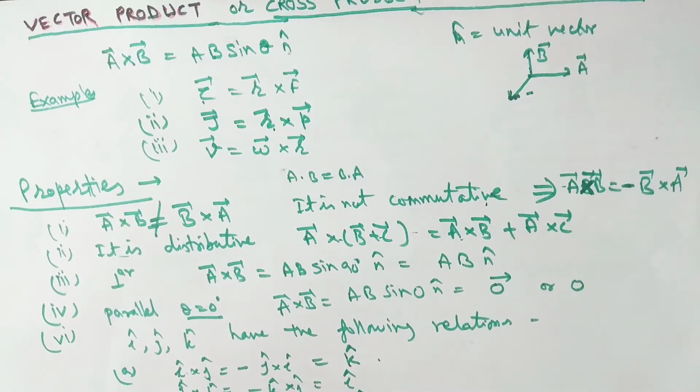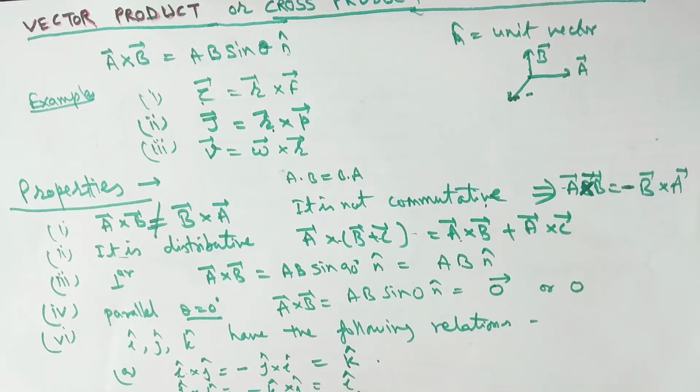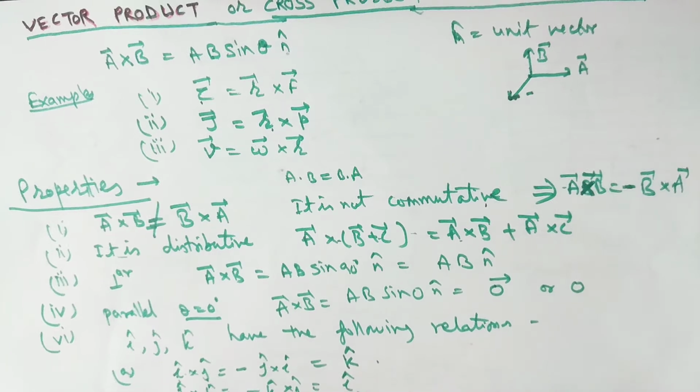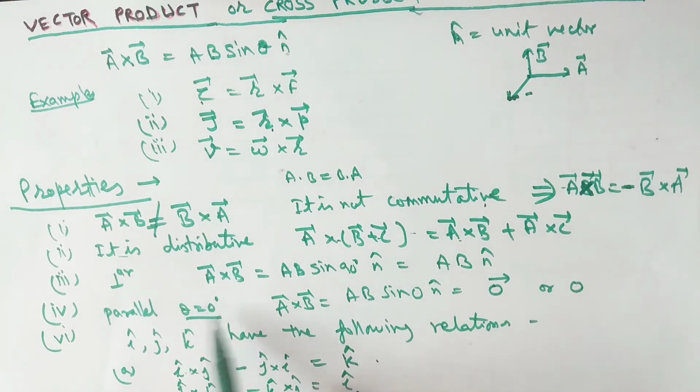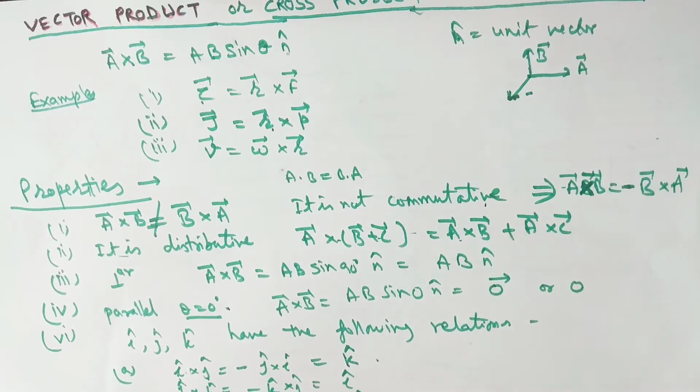Now the second case, if the vectors are parallel. Suppose I cap and I cap. What is the angle between them? Because both vectors are in the same direction, the angle is 0. So it is AB sine 0 n cap, which is equal to 0.